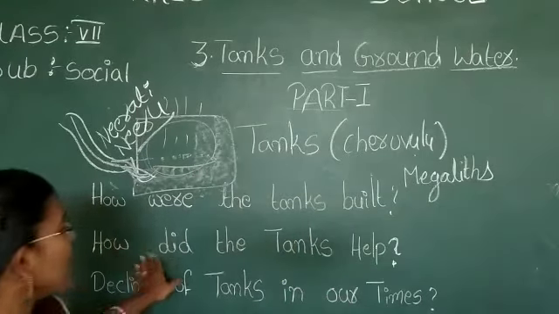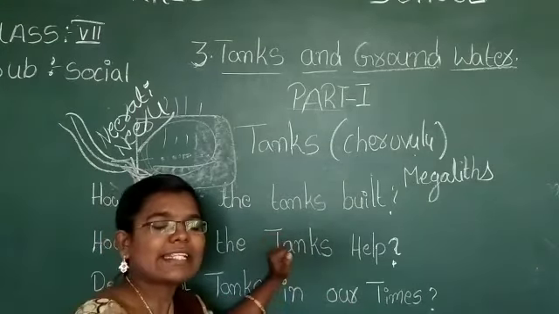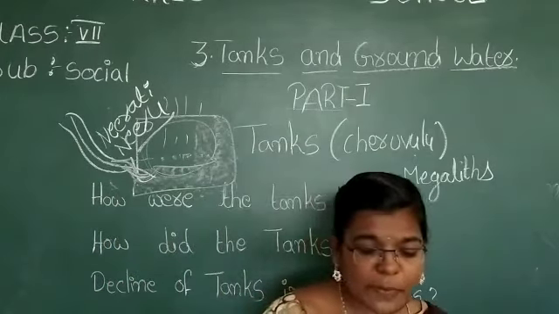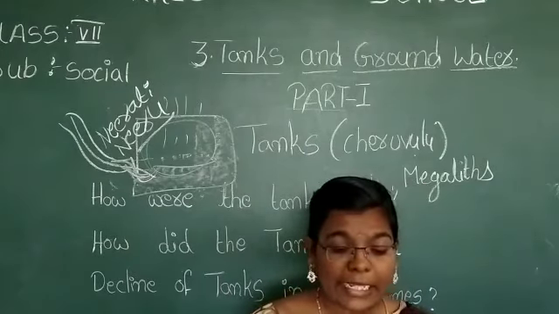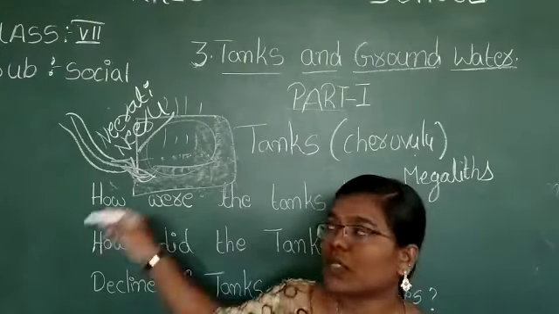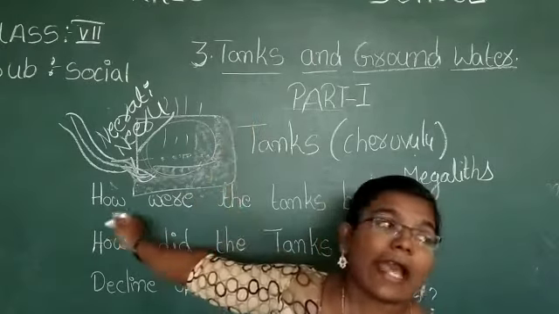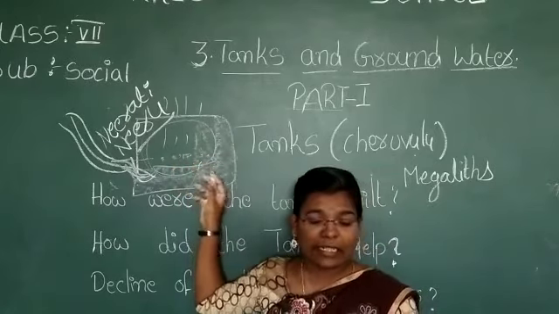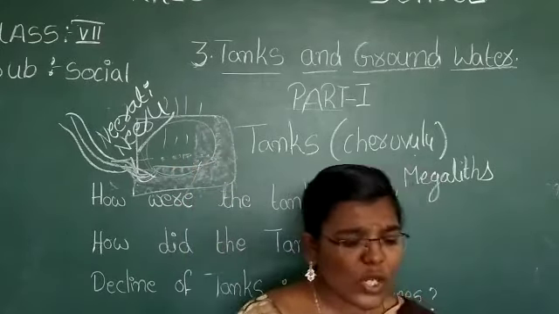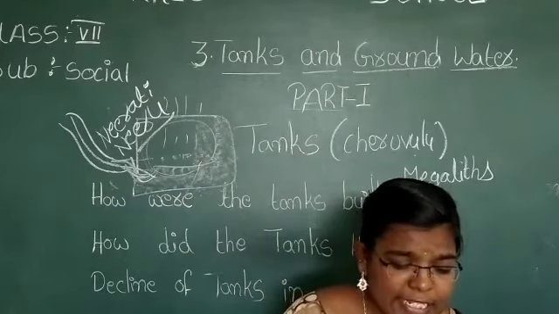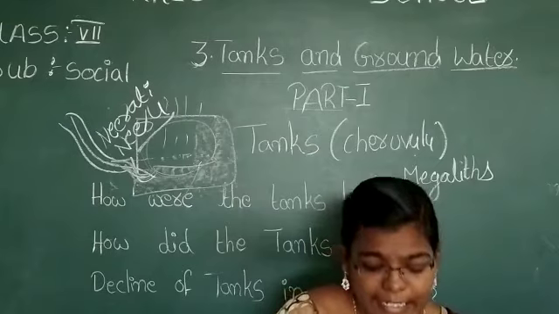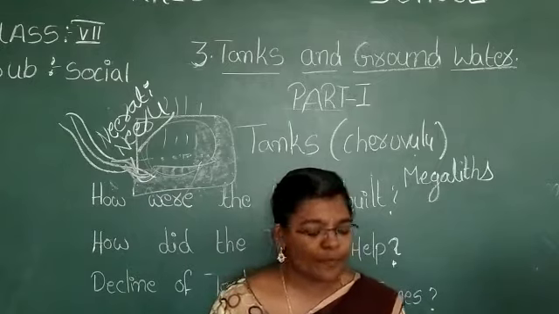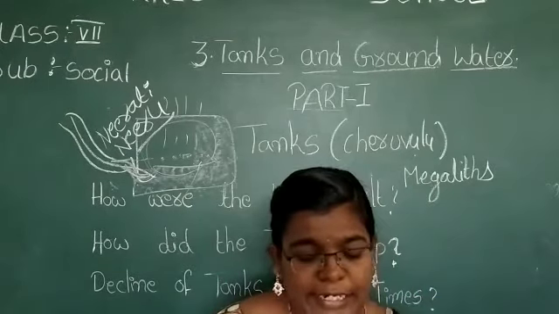Coming to how the tanks helped us. In what way did the tanks help us? Tanks helped the people not only by giving drinking water to them and their animals. In this tank they washed clothes, the animals drank water, and so on. They also irrigated their fields in such a way that even during drought years they could raise at least some crops with the help of these tanks.